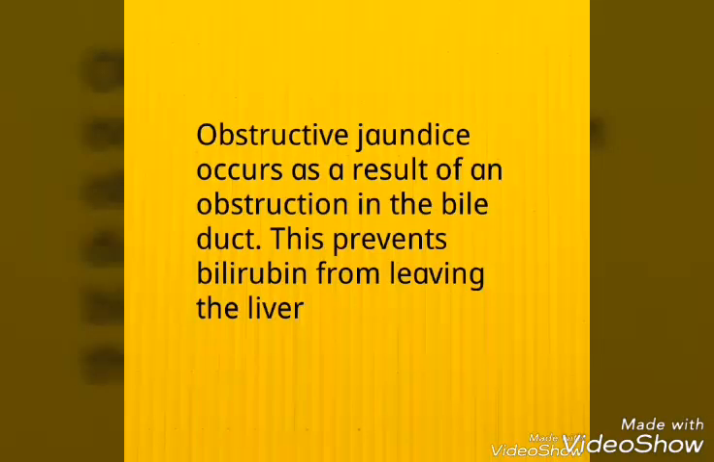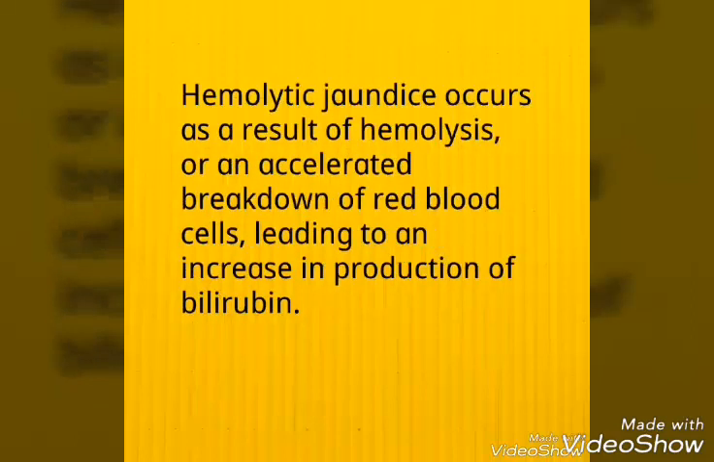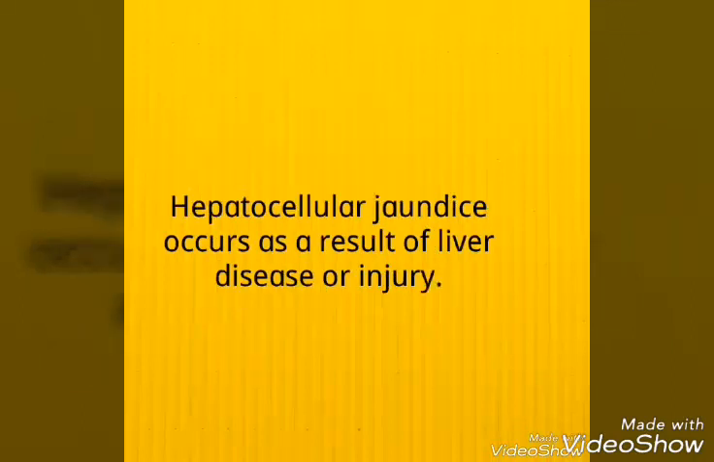Obstructive jaundice occurs as a result of an obstruction in the bile duct. This prevents bilirubin from leaving the liver. Hemolytic jaundice occurs as a result of hemolysis, or an accelerated breakdown of red blood cells, leading to an increase in production of bilirubin. Hepatocellular jaundice occurs as a result of liver disease or injury.